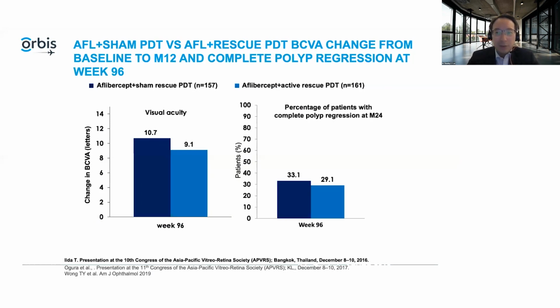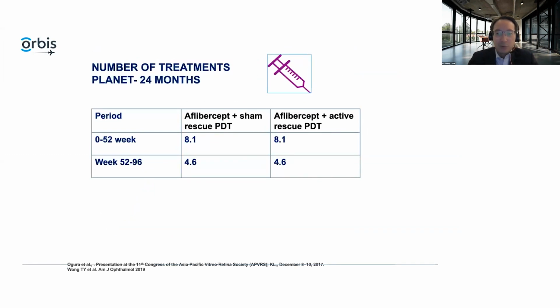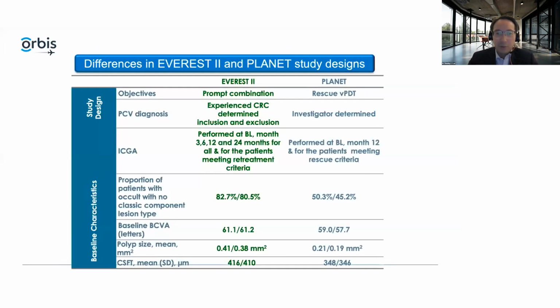But nonetheless, if you look at the results on the patients with treatment, either aflibercept plus rescue or active PDT or sham, they did similarly well, so about 9 to 10 letters. Whereas the polypoidal recurrence rate was about 30%, so not as high as what you saw with the combination treatment in the Everest 2 study. Number of injections was about 12 in the first year. And here you can see that both studies gained vision at the end of the study. So number of treatment about 12 injections over 24 months.